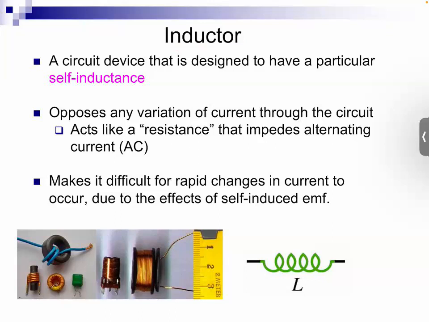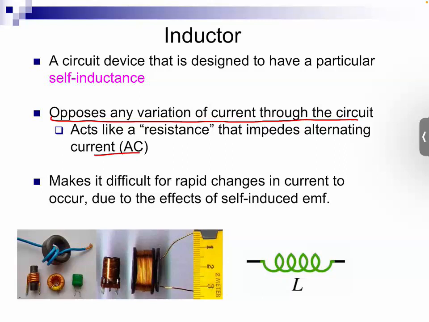Okay, so the inductor is designed to have a particular self-inductance. And the purpose of that self-inductance, right? Self-inductance kicks in whenever you have a change in current. According to Faraday's law, the induced current will oppose the change in current. So the purpose of the inductor is to oppose the variation of the current through the circuit. So it sort of acts like a resistance that impedes the alternating current, right?